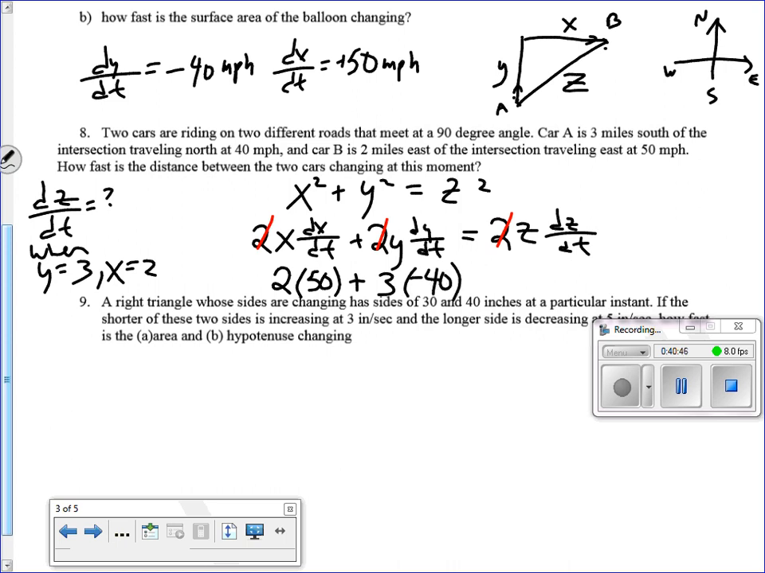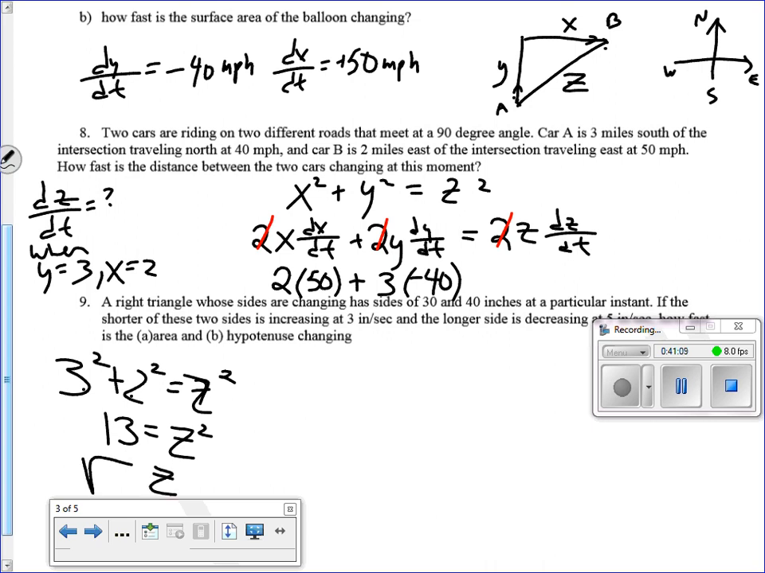Now, they didn't tell us what z is, but you can always figure it out because it's still a right triangle. So when y is 3 and x is 2, we know that 3 squared plus 2 squared equals z squared. So 9 plus 4, so 13 equals z squared, or z is the positive square root of 13. So sometimes for that third side of your right triangle, you have to use Pythagorean theorem when it comes to plugging and chugging. Square root of 13 dz/dt.